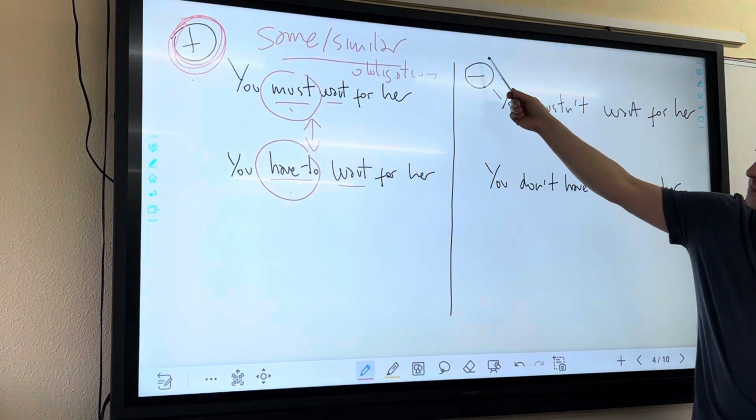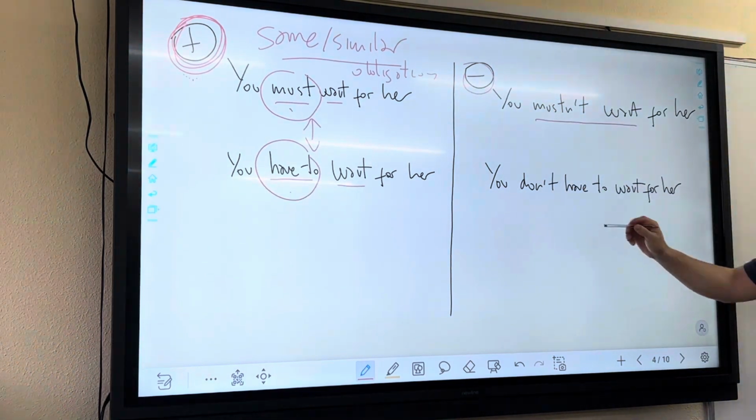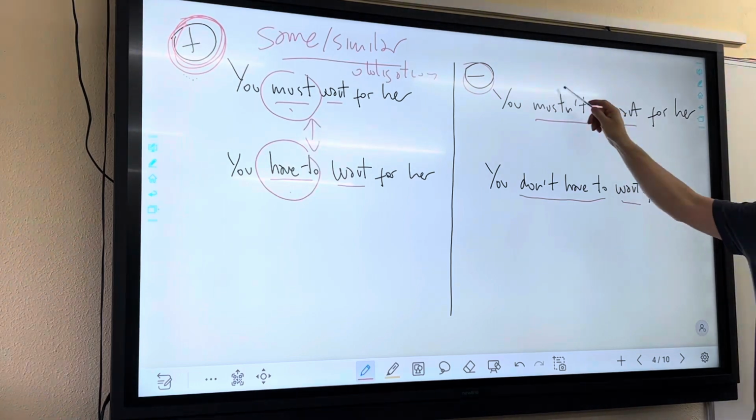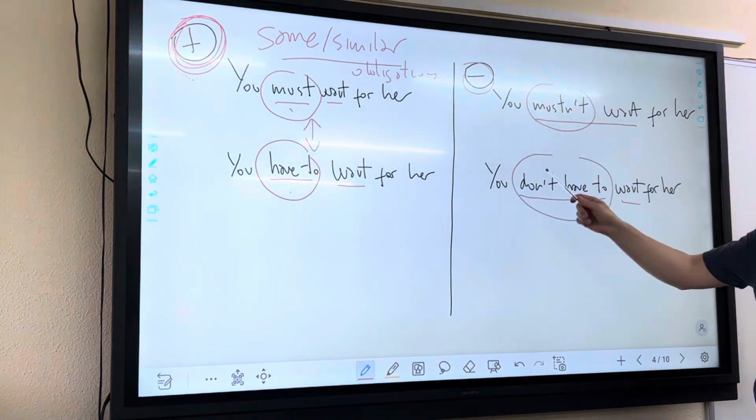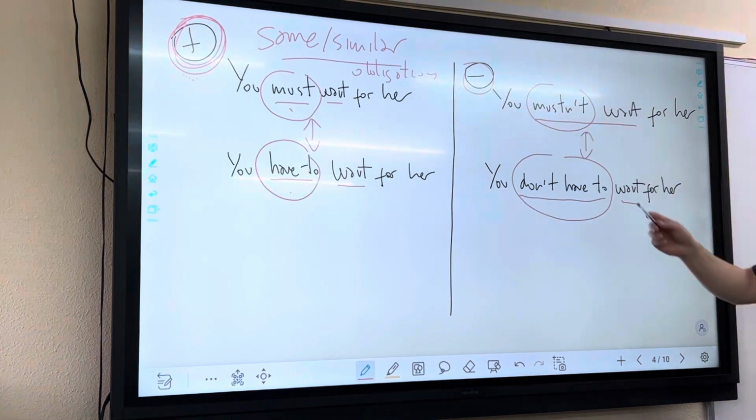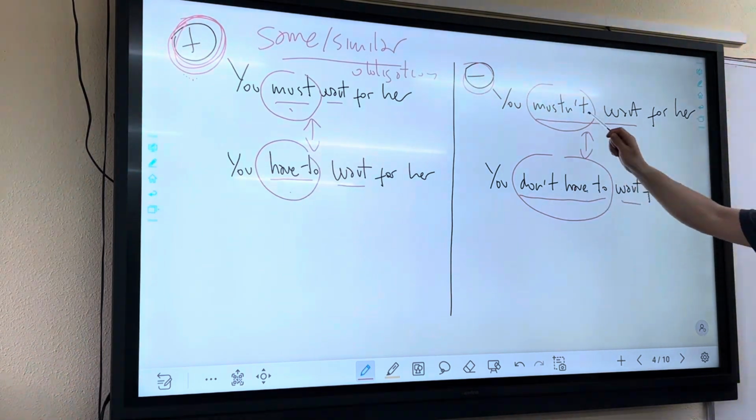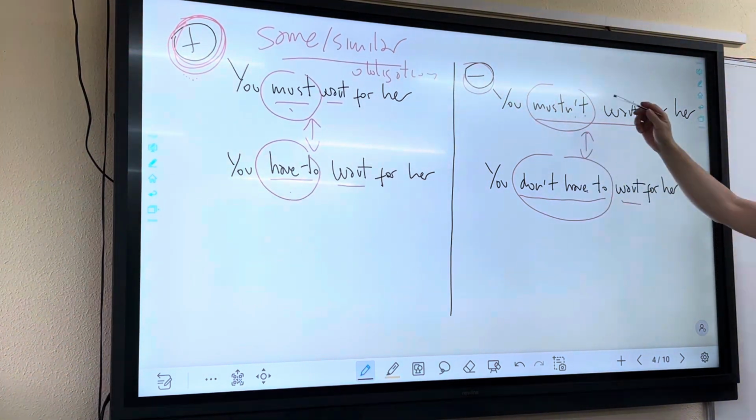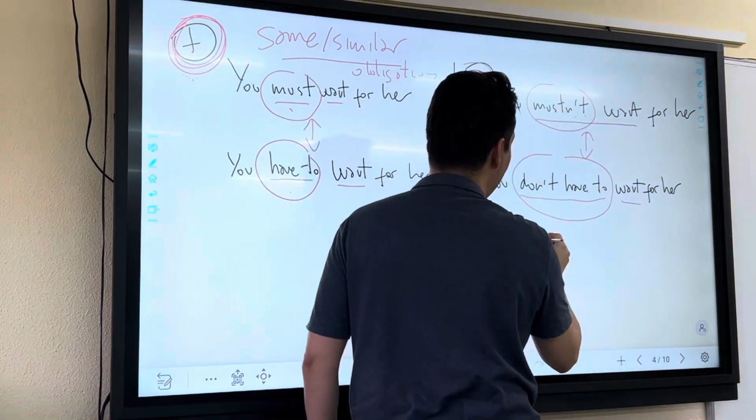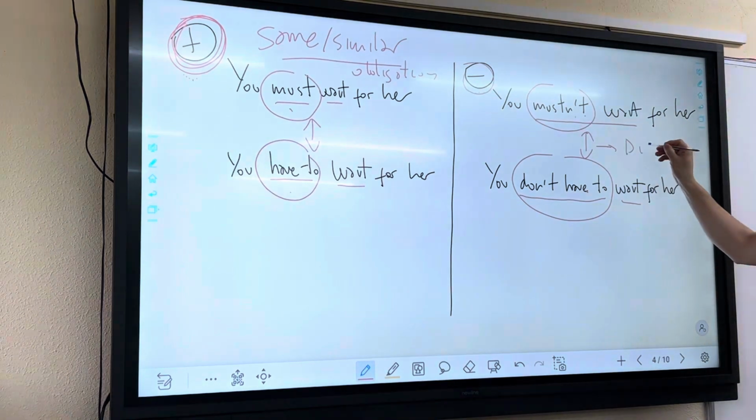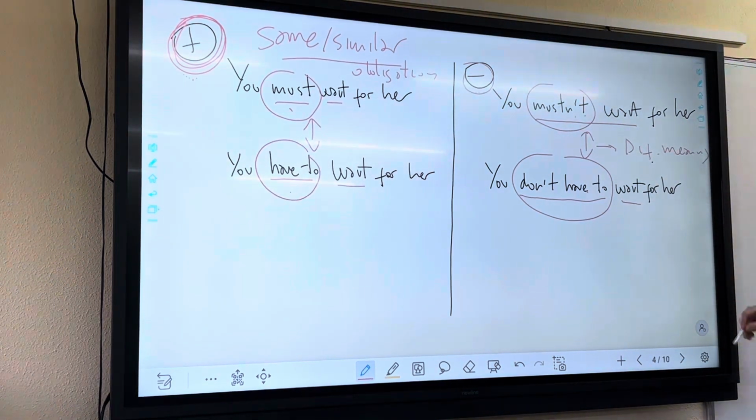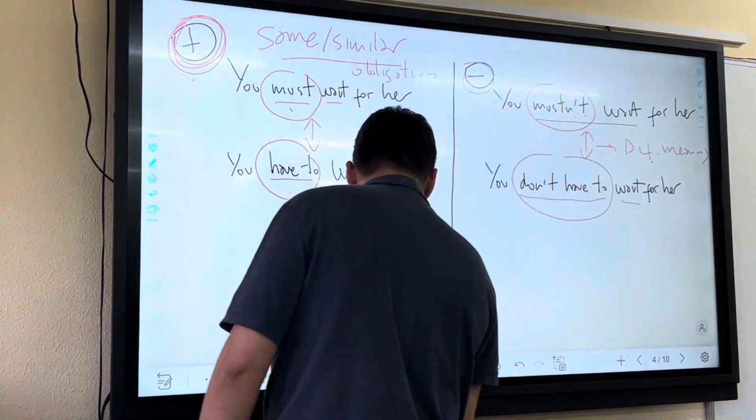What happens when they're negative? You mustn't wait for her. You don't have to wait for her. Mustn't, negative. Have to, negative. Now, is the meaning the same again or absolutely different? Everybody? Is the meaning the same now or absolutely different? Absolutely different. When have to and must are negative, mustn't, don't have to, the meaning is absolutely different. And what is the meaning? Alba.